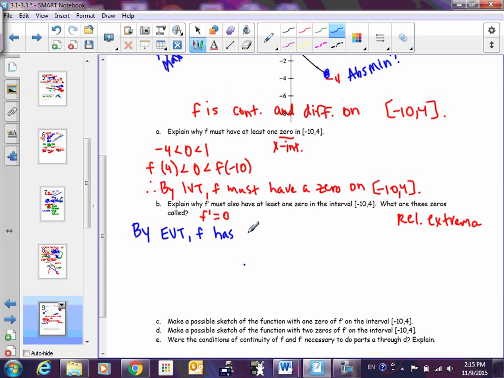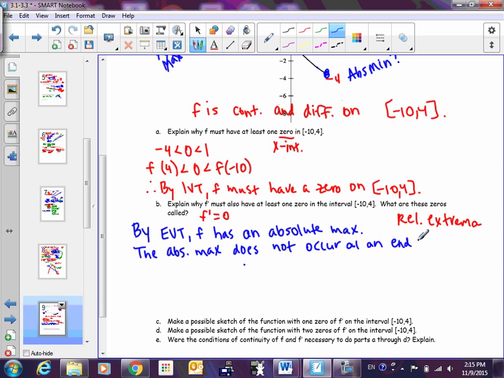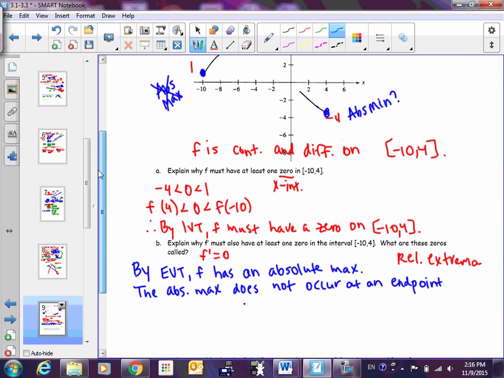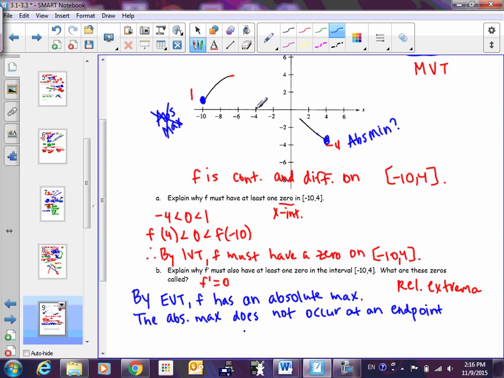So by EVT, F has an absolute max. And by looking at the graph, we can see the absolute max does not occur at an endpoint. So if the absolute max does not occur at an endpoint, where must it occur? Somewhere in here at a relative max.